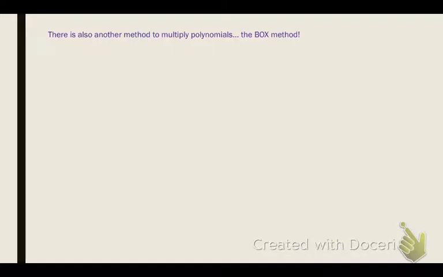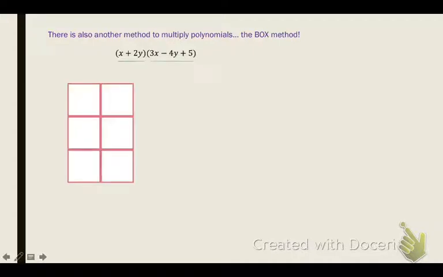Now let's go over the box method with this same polynomial. This one, there's two terms right there, correct? Then there's three terms in the second one. So I'm going to draw a 2 by 3 box. Then on the top of this box, I'm going to put the x and the 2y, because that's the two terms right there. And then on the side, I'm going to put the 3x and the negative 4y and the 5.